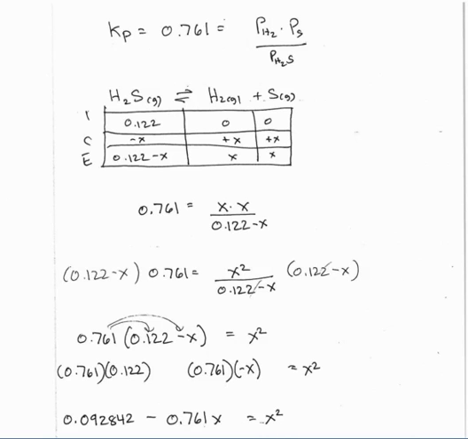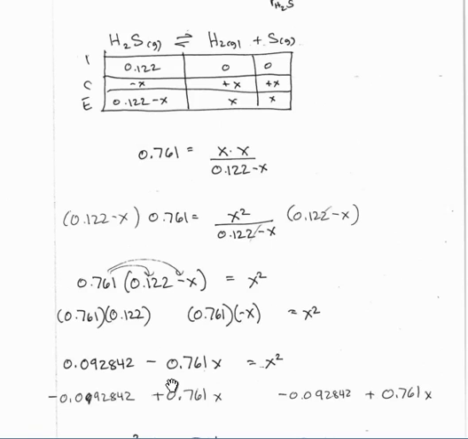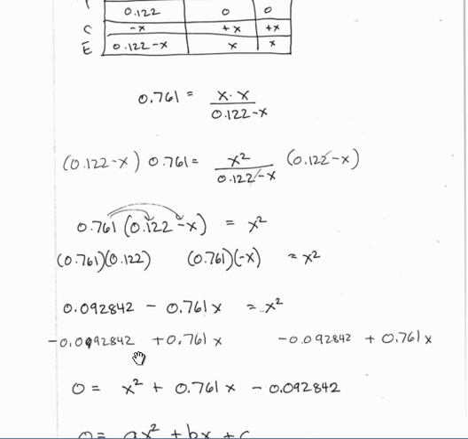Now, what I want, as I said earlier, is to get this into standard form. That means I want all my terms on one side of the equation and 0 on the other side. So I'm going to choose to leave my x squared here, and I'm going to get these two terms on the same side as my x squared. So I'm going to subtract 0.092842 from both sides of the equation, and add 0.761x to both sides. When I do that, I get 0 is equal to x squared plus 0.761x minus 0.092842.